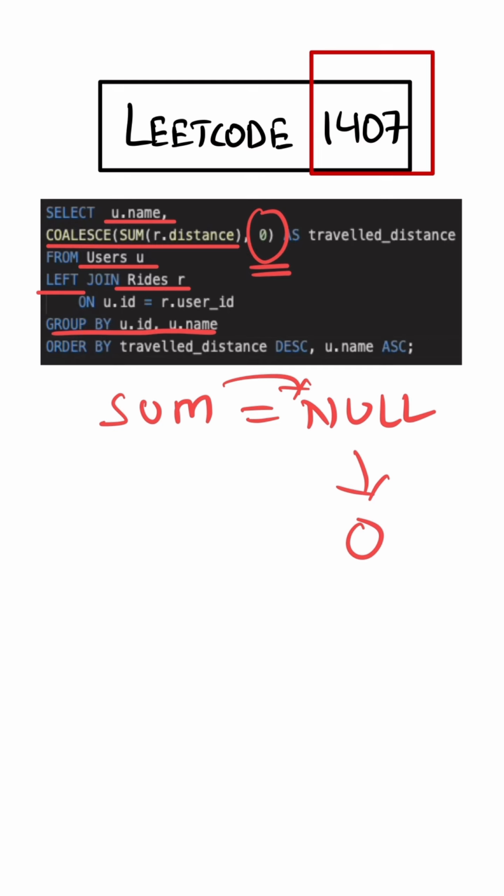And lastly, we are ordering by travel distance descending. If this is the same, then username ascending.